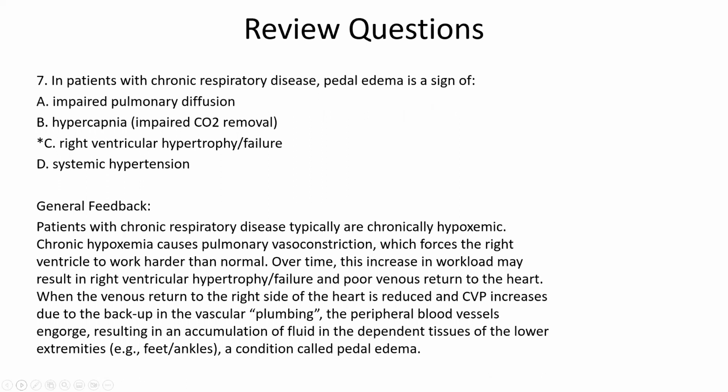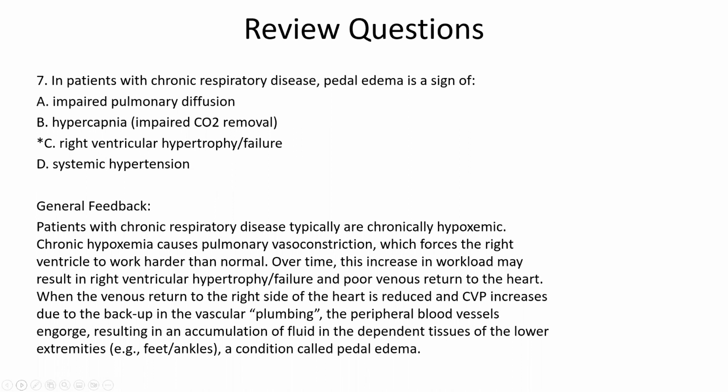Patients with chronic respiratory disease typically are chronically hypoxemic. Chronic hypoxemia causes vasoconstriction, which forces the right ventricle to work harder than normal over time. By the way, the other thing that forces it to work harder than normal is that a lot of those patients will have secondary polycythemia. So they'll have vasoconstriction and thicker blood. Just figured I'd throw that in there.